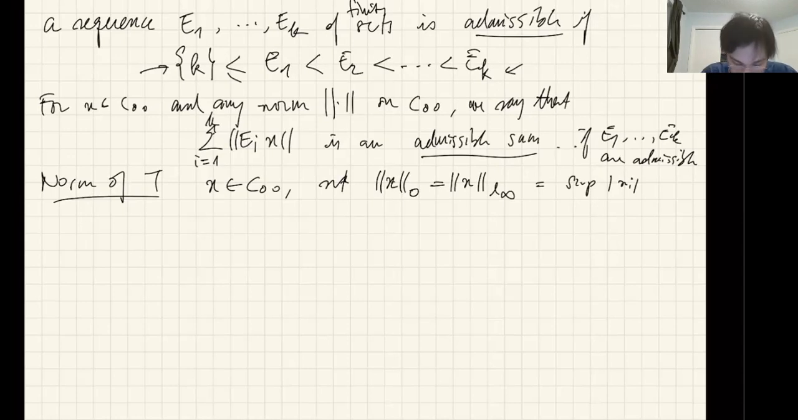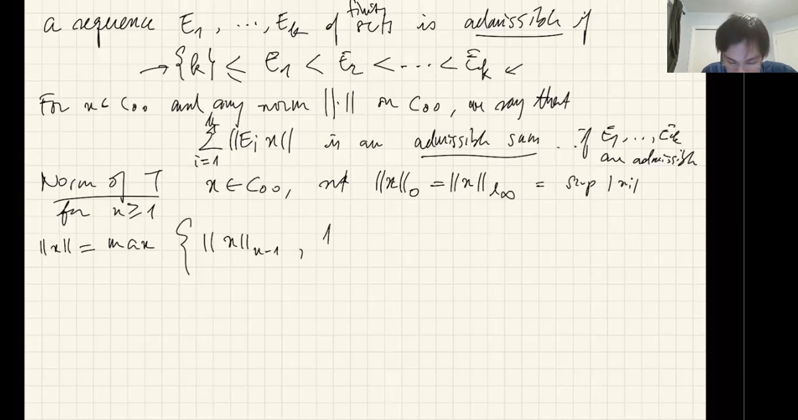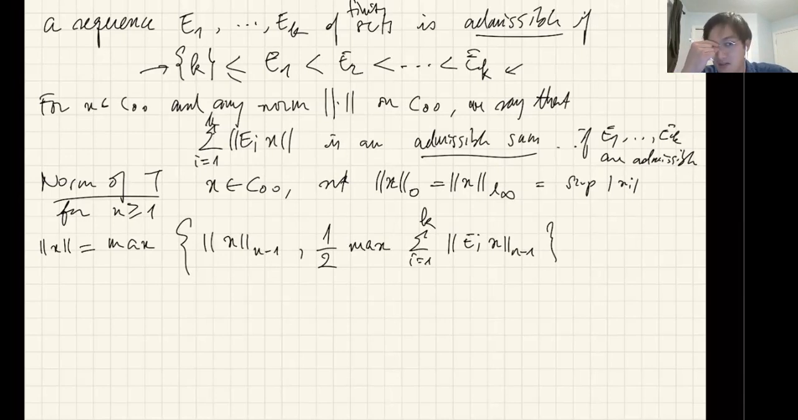For n greater than or equal to 1, the rest of them are defined as the following max. It's the maximum of the one before, the norm of X at n minus 1, or, if this thing's bigger, then it's this: half of the max, over admissible sequences, of the sum from i equals 1 to K of the n minus first norm of E_i X. So it's half of the maximum of the admissible sums of the previous norm.